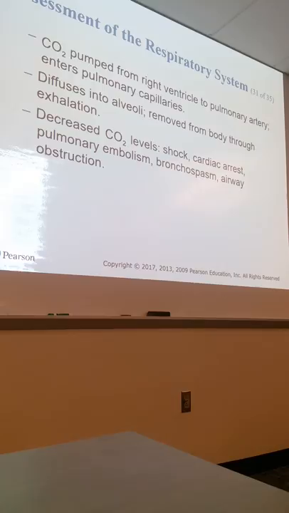I was trying to figure this out. I guess they're talking about decreased end tidal CO2 levels here, because with most of these things, a cardiac arrest would cause increased CO2 at the tissue level. So if they're talking about end tidal, a pulmonary embolus will affect the blood flow to the lung. I don't see how airway obstruction would cause a decreased CO2 level. I think that slide is wrong.